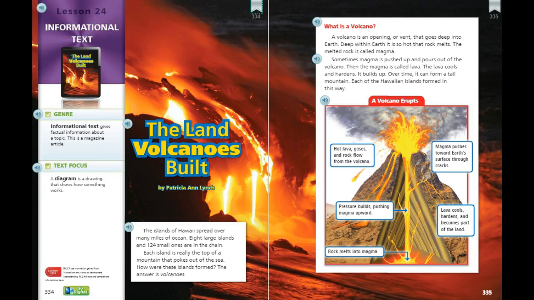If you look on page 335, there's a diagram there. What does this diagram help explain? And how do you know? Right, it shows us the inside of a volcano and it's showing how it erupts. We know it because it's titled A Volcano Erupts and it has the drawing and labels.